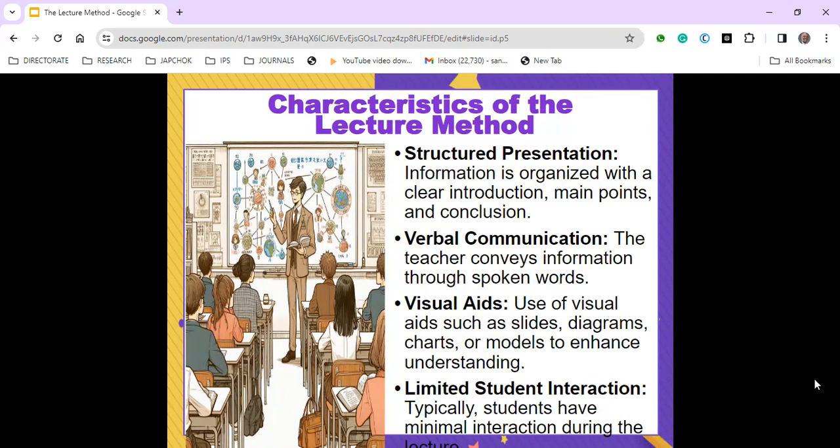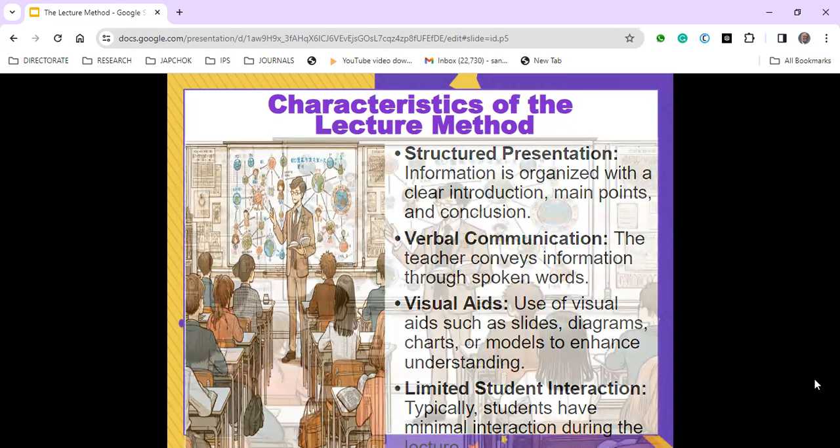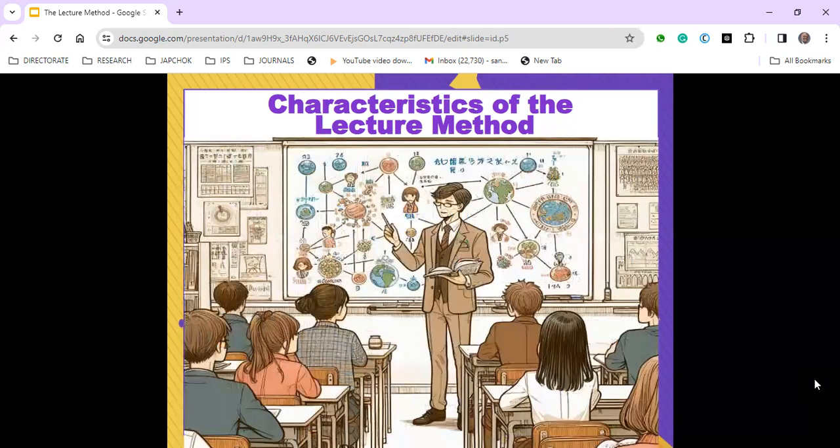And one other basic characteristic is that it is teacher-centered with limited student interaction. What this means is that the interaction between the learners, the students, and the teacher is very limited. Even among the learners, such interactions are very, very limited. Look at the diagram now. You see, the teacher does all the talking. Little interaction with the learners, little interaction among the learners.